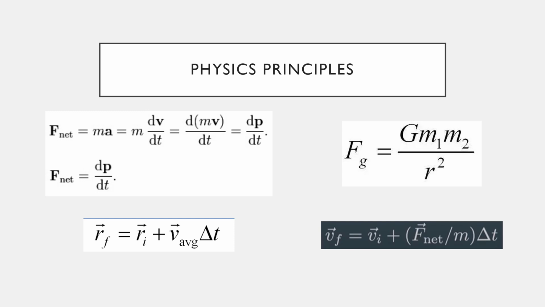And the force of gravity equation was used again in part two to find the forces that were acting on the planet and the ship. And then those net forces were used in the velocity update formula, which was then used to find the position update, which allowed us to model the motion of the planet and the ship.